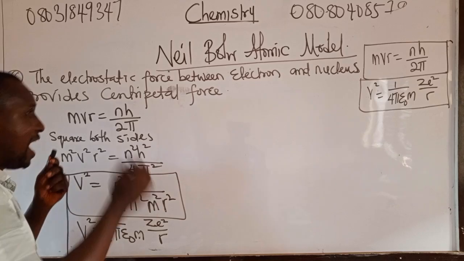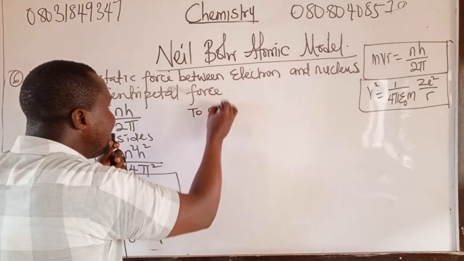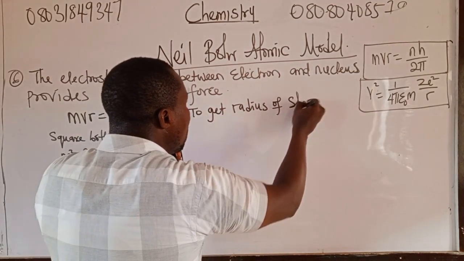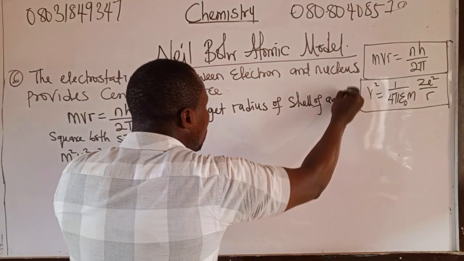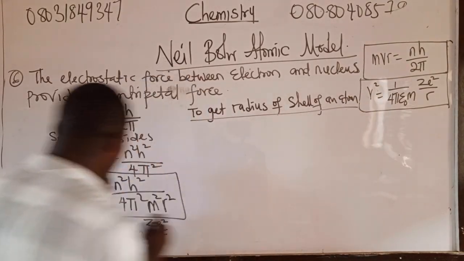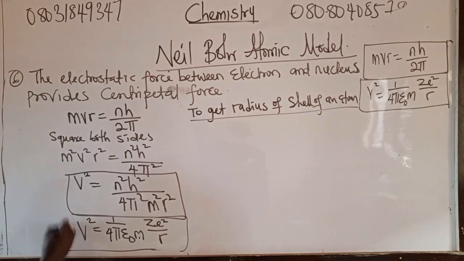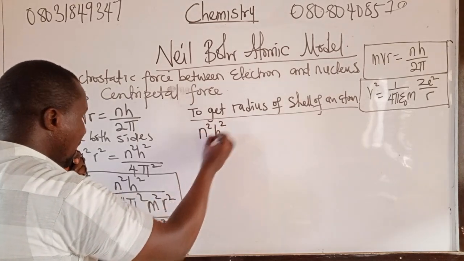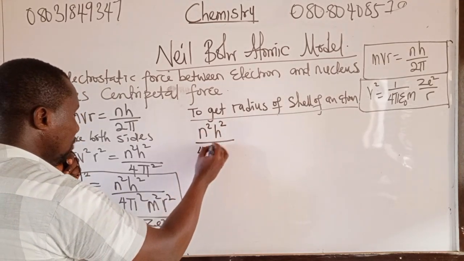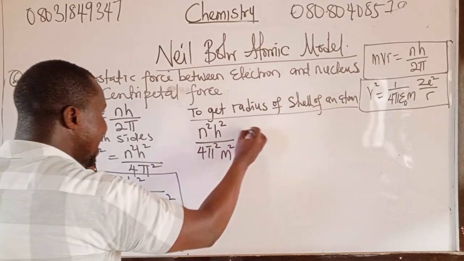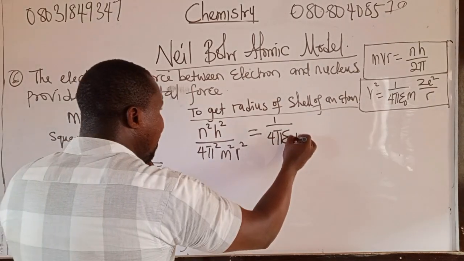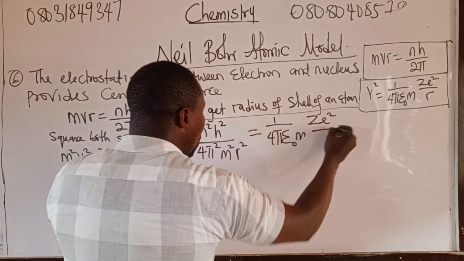To get the radius of the shell of an atom, I equate these two formulas. Anywhere I see this v square, I will change it to this. And we have n square h square over 4 pi square m square r square equal to 1 over 4 pi epsilon naught times z e square over m r.